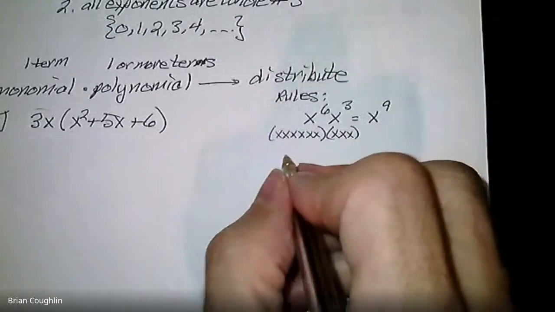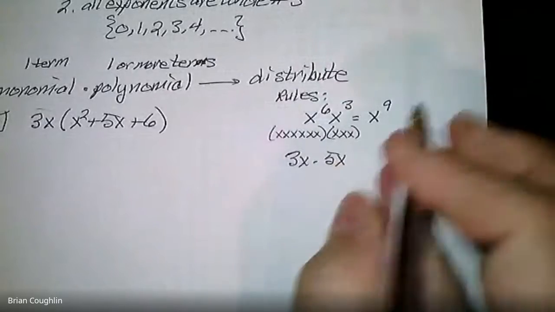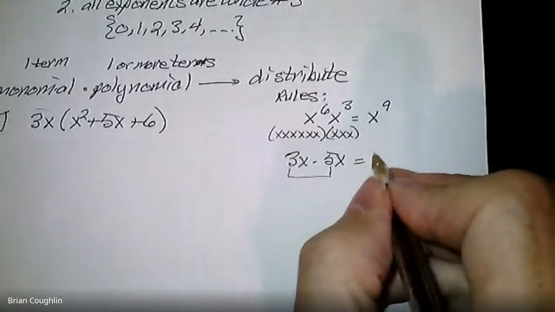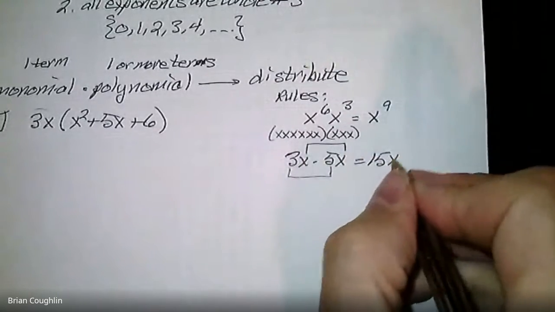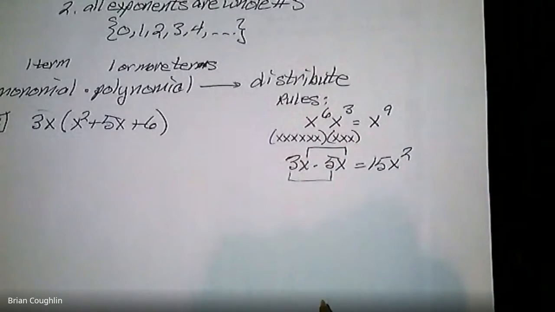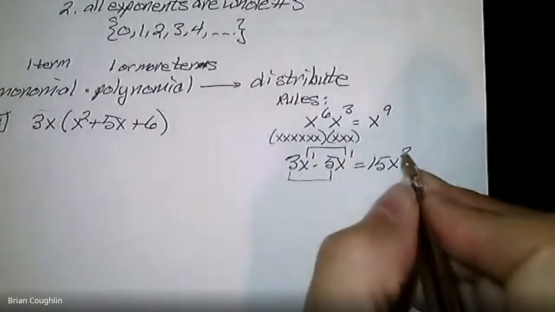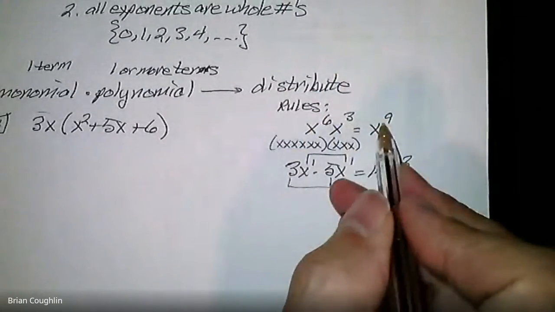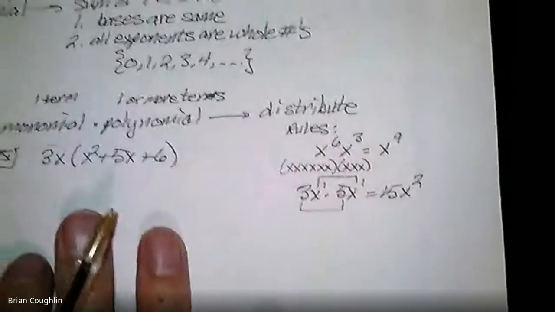The other thing is if you have 3x times 5x, then what you do is you multiply the numbers first, which would be 15, and then you multiply the x times x, which in this case is x squared. Does it kind of make sense? Technically it's 1 plus 1, which makes the 2. Same thing up here, x to the 6th times x to the 3rd is x to the 9th. It's not x to the 18th. That's a different rule altogether.